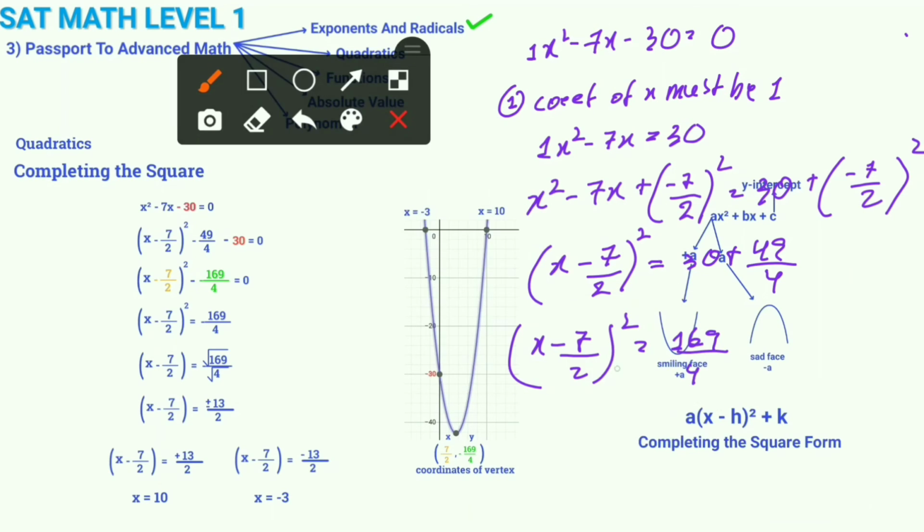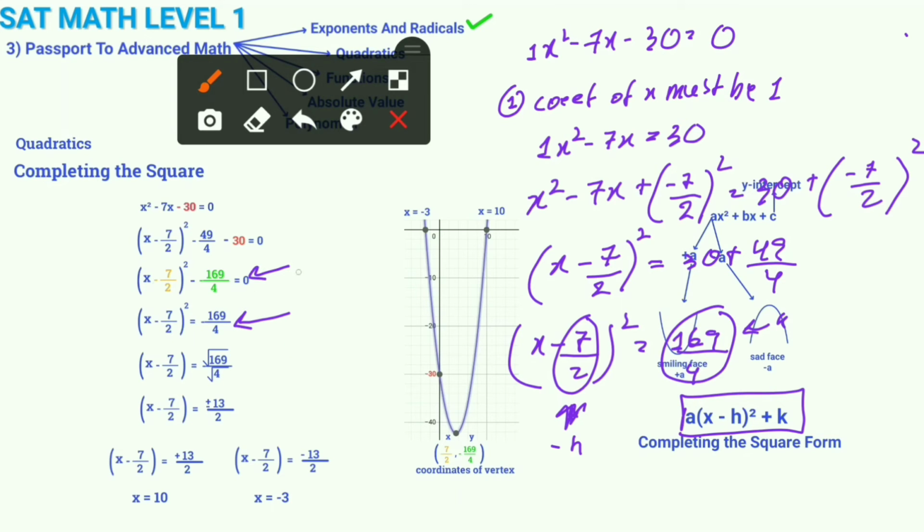Okay, so right now these two are the coordinates of the vertex. Look at here. This is the completing the square form. This is minus h and this is plus k. This is plus k. This is minus h. Okay. Same thing here.